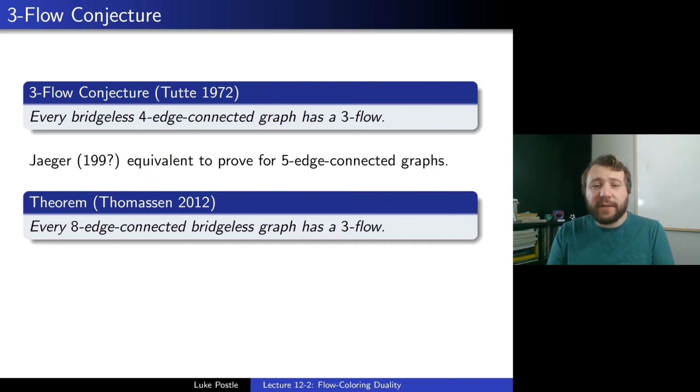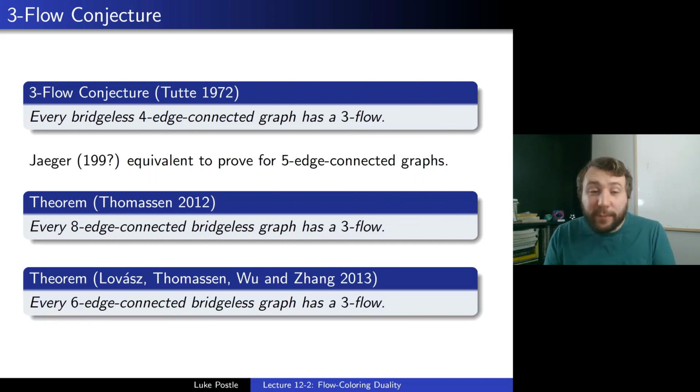Again, don't need bridgeless there. And this was improved by Lovász, Thomassen, Wu, and Zhang to every 6-edge connected graph has a 3-flow, which is quite nice. So that was quite an amazing result. Thomassen and then with other co-authors, because at that point it wasn't known whether any value worked, whether a million-edge connected graph had a 3-flow, and it turns out that not only 8 did, and then they improved it to 6, which again leaves us just one step short, as 5 would be enough.